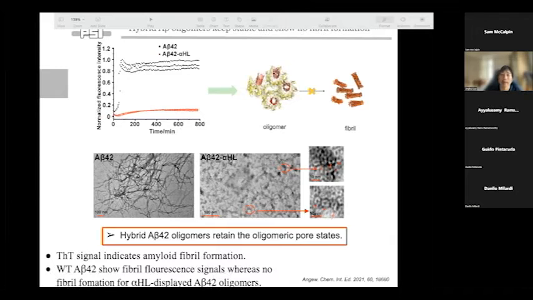So this way we can catch, or block, the transiency of the amyloid beta oligomer, and this would give us very useful information for structure determination, and also a very useful stable conformation for antibody development.